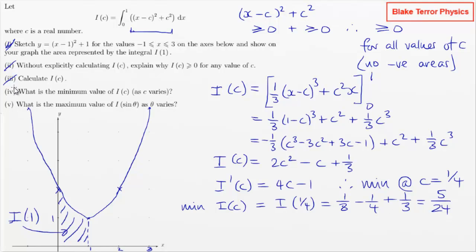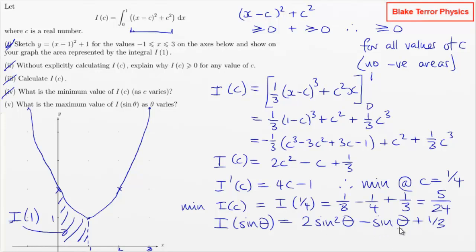So far, so good. What is the maximum value of I sine theta as theta varies? Right, okay. Let's have a look at that then. This has got all the hallmarks of me running out of screen here. I sine theta, 2 sine squared theta minus sine theta plus a third. Is that going to require calculus, or can we do this by inspection?